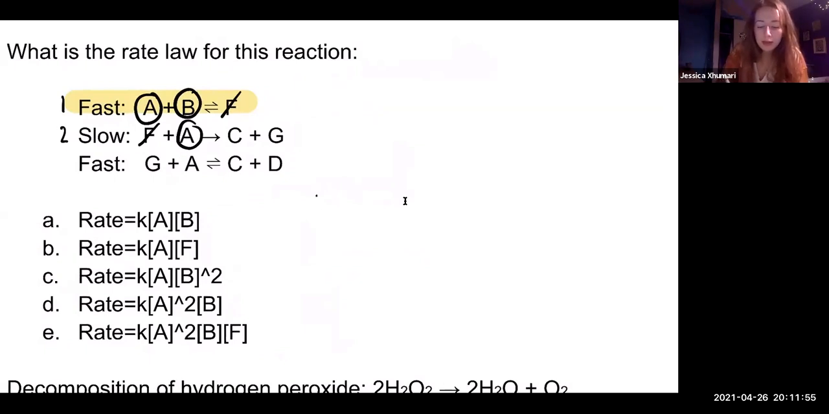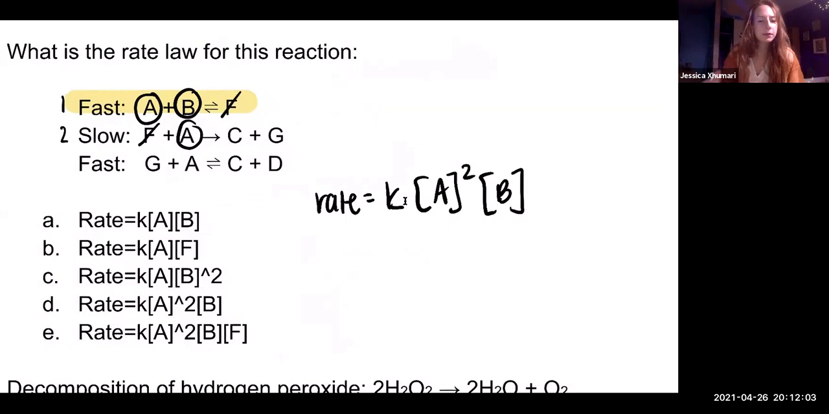And so our rate would equal K times A squared B. It's kind of like additive, right? We have 2 A's here. Okay, so this one would be D. Any questions on this?